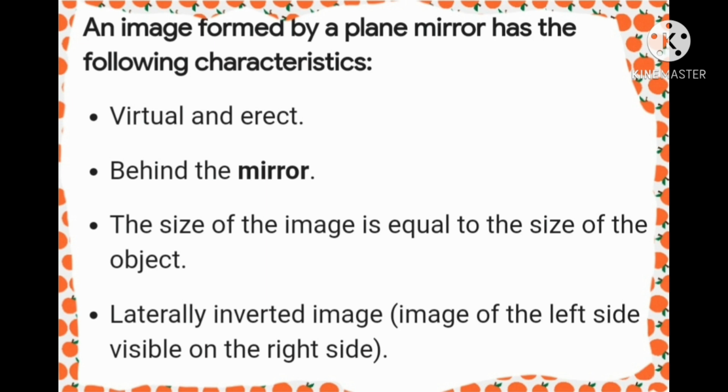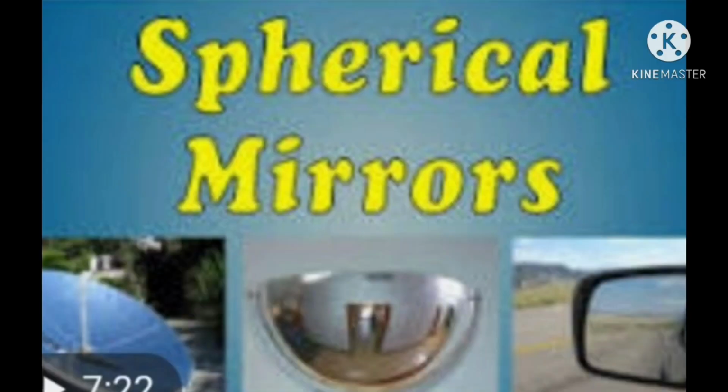The image formed in a plane mirror is behind the mirror. It is virtual, that means it cannot be obtained on a screen. The image in a plane mirror is of the same size as the object. The image in a plane mirror is erect and it is laterally inverted. The image formed in a plane mirror is at the same distance behind the mirror as the object is in front of it. Let us see spherical mirrors.